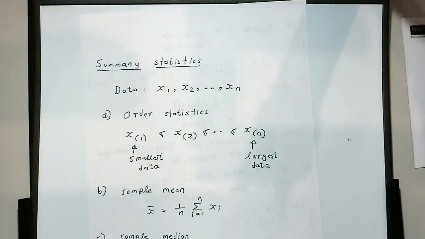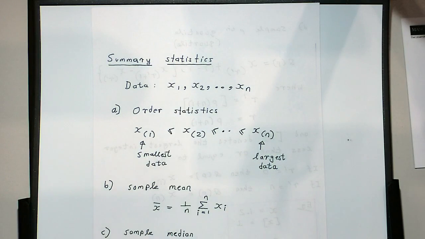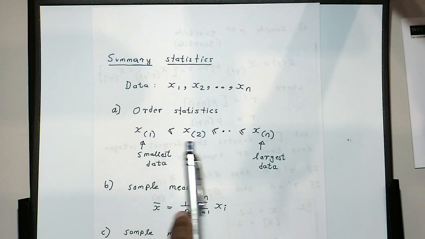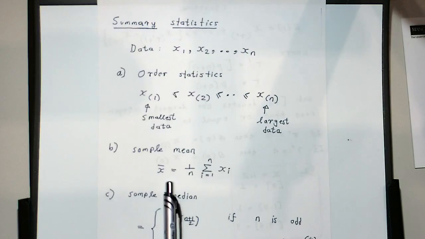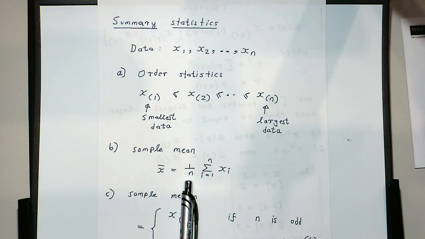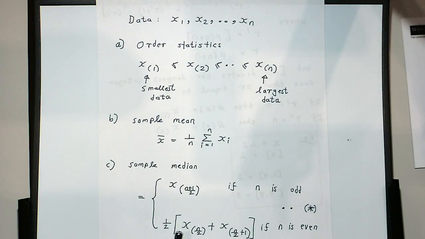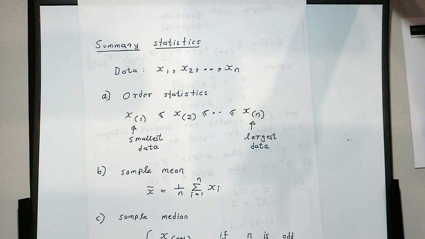So suppose you have the data x1 to xn. There are a variety of summary statistics. The first one is known as order statistics, where you arrange the data from the smallest to the largest. The second one is the sample mean, which is simply the average. The third one is the sample median, which is defined differently depending on whether n, the sample size, is odd or even, right?